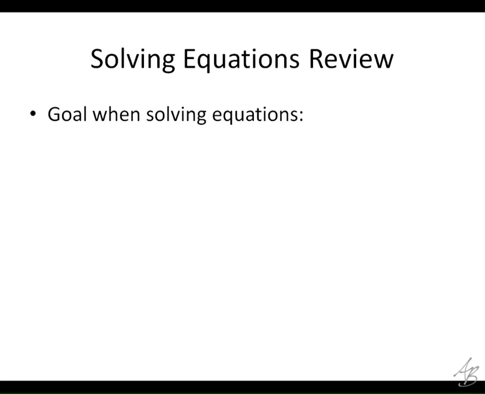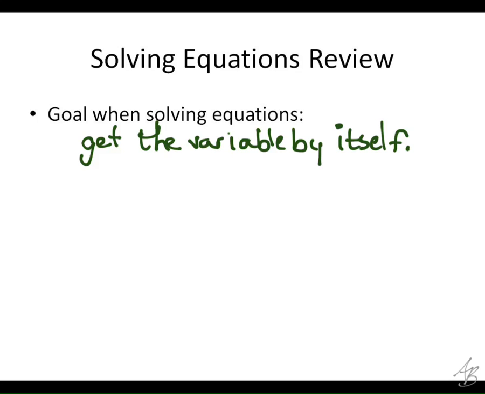So when we're solving equations, what's our goal? What are we trying to do when we're solving an equation? We're given this equation, it has a variable in it. We want to get that variable by itself. So our goal when we're solving any equation is to get the variable by itself. And what that means is we want to get the variable on one side of the equation and everything else should be on the other side.